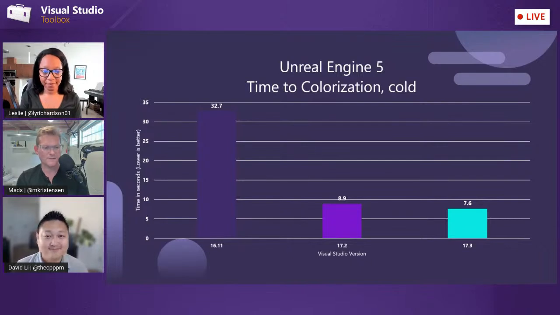So you say this is a time to colorization for a cold start. What about a warm start? Any difference there? Warm start has also been improved in 17.2, and I believe 17.1. So we're benchmarking both cold and warm scenarios. But I think for 17.3, it was the cold time to colorization that the team focused on.